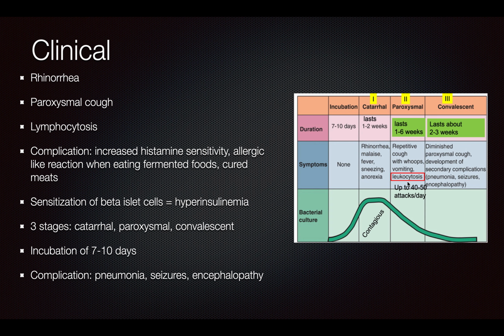The convalescence phase is about 2 to 3 weeks, and that is either the patient gets better or develops the secondary complications, which can involve pneumonia, seizures, encephalopathy, hypoglycemia, and it can lead to death.